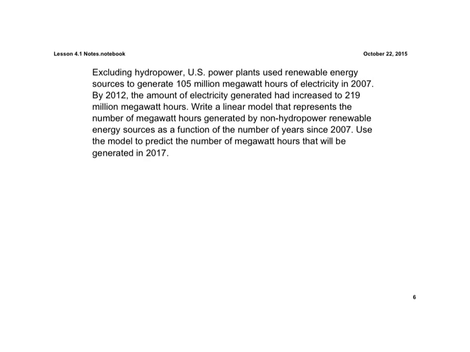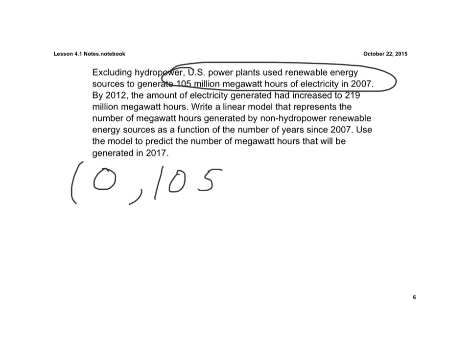Alright, this last example, if we read through this, they're going to tell us that we're going to write an equation that represents the number of megawatt hours generated by non-hydropower renewable energy sources as a function of the number of years since 2007. So in this first part, they tell us that we used 105 million, and if it's since 2007, that's going to represent 0 years past 2007. In 2012, that'd be 5 years later, and they've used 219. So these are our two ordered pairs.